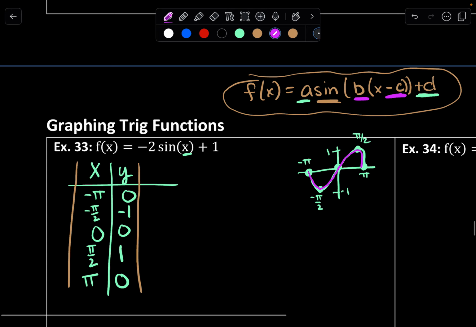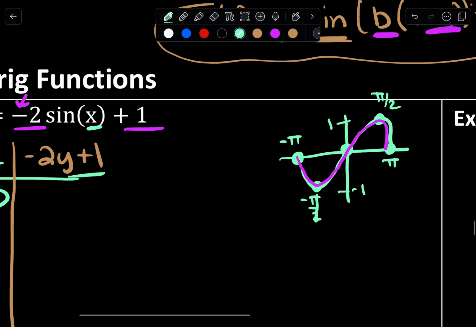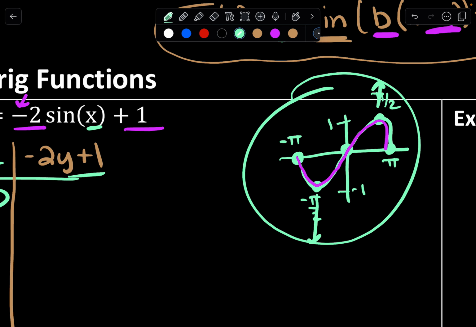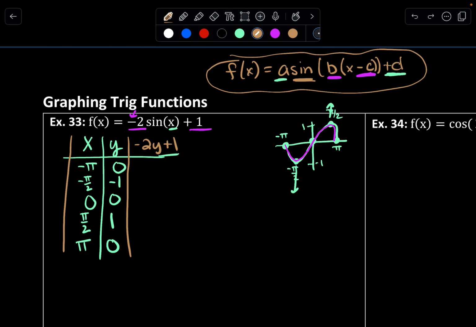In this case, we only have an a and we have a d, but we also have this third transformation, which is that vertical reflection. So we're going to multiply the y values with -2 and then add 1 to them. So we have a vertical dilation with a scale factor of 2. We're stretching out the sine function, so we should see it grow vertically. And then we're also shifting the entire sinusoidal curve up 1, okay? So that's what we're going to be doing to the range values.